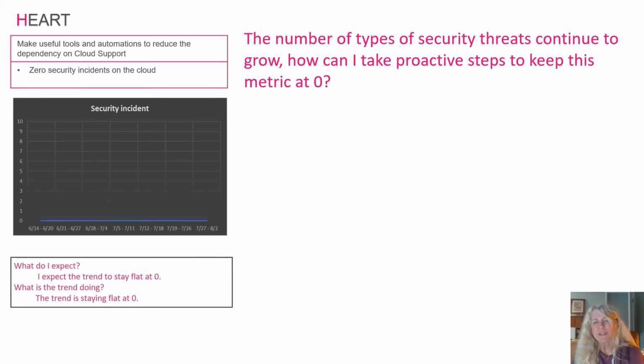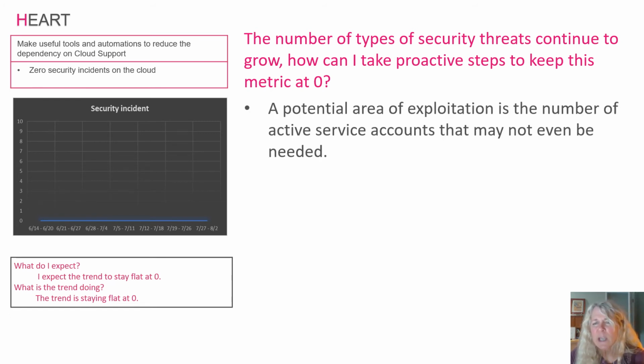So the way that this team used this metric is a little bit different than the last example. They came up with a statement saying that basically the types of security threats continue to grow and that they need to take proactive steps constantly to keep this at 0. And then they looked at areas where they think that there are threats that could put this metric in jeopardy.